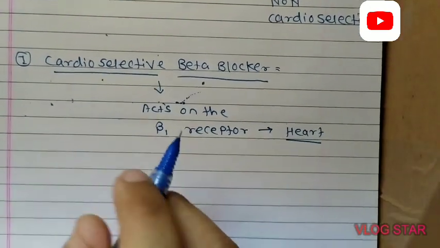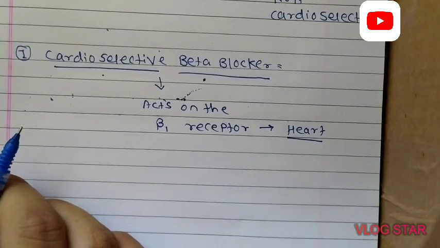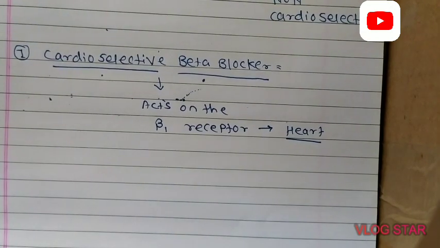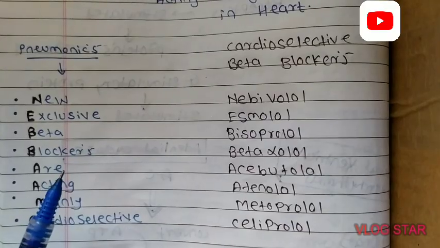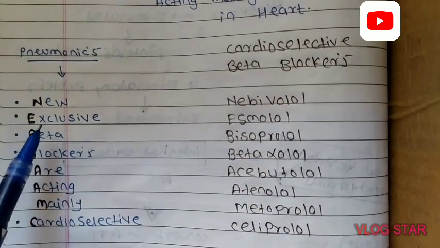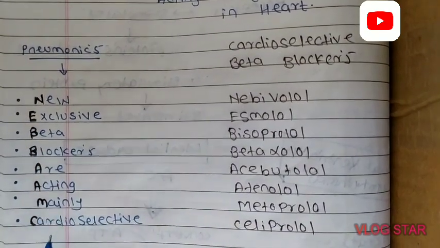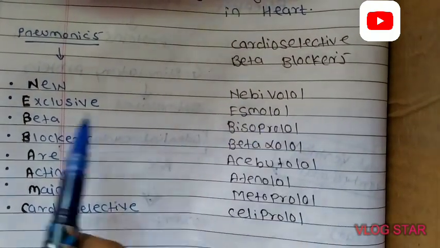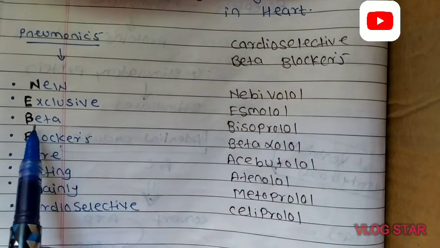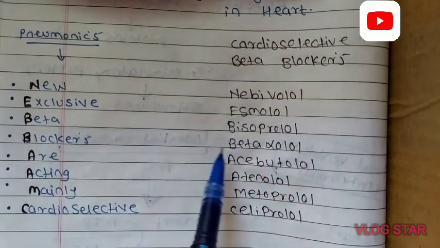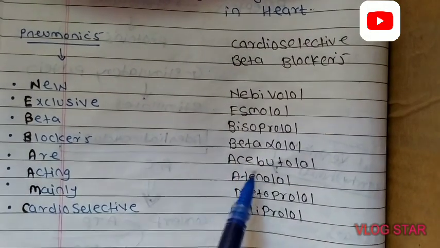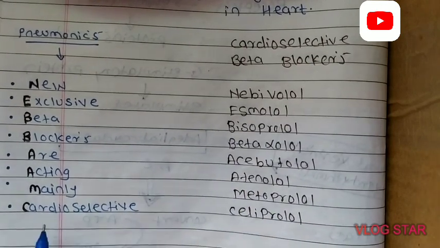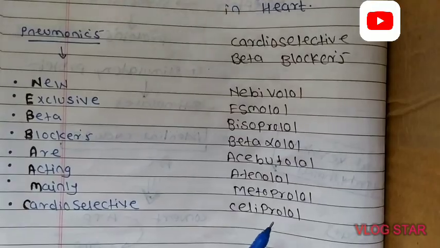So let's start with the mnemonic of the cardioselective beta blockers, which can help us to memorize them. The mnemonic is: New Exclusive Beta Blockers Are Acting Mainly Cardioselective. So N stands for nebivolol, E stands for esmolol, B stands for bisoprolol, B stands for betaxolol, A stands for acebutolol, A stands for atenolol, M stands for metoprolol, and C stands for celiprolol.